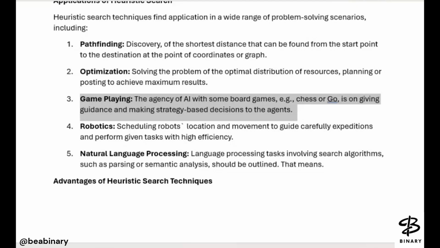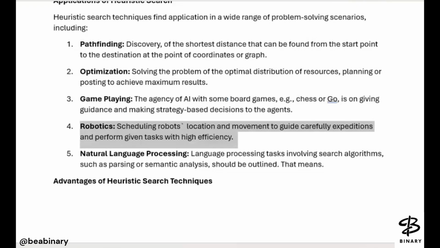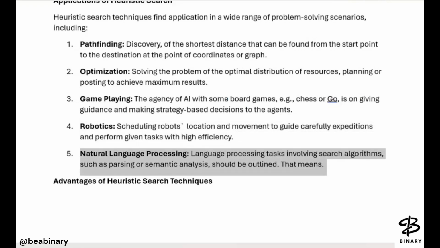Now robotics, scheduling the robots. Another application of the heuristic search technique is scheduling the robots, their location and movement, to guide carefully expeditions and perform given tasks with high efficiency. So simply guiding a robot, right? Location and the movement. And then we are using natural language processing. Language processing tasks involving search algorithms, when there is a need for search algorithms in language processing, such as parsing or semantic analysis, could be outlined, right?